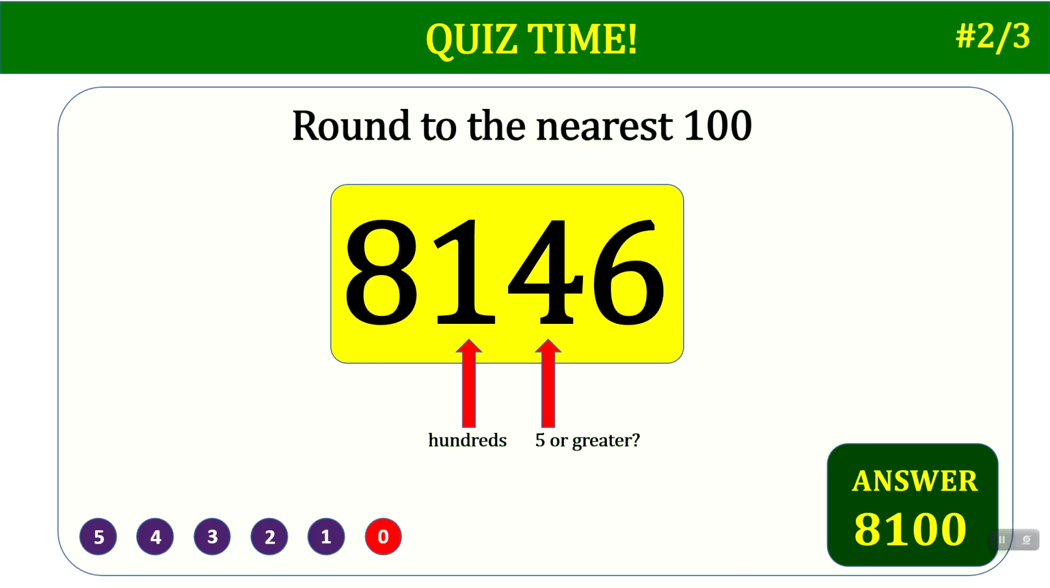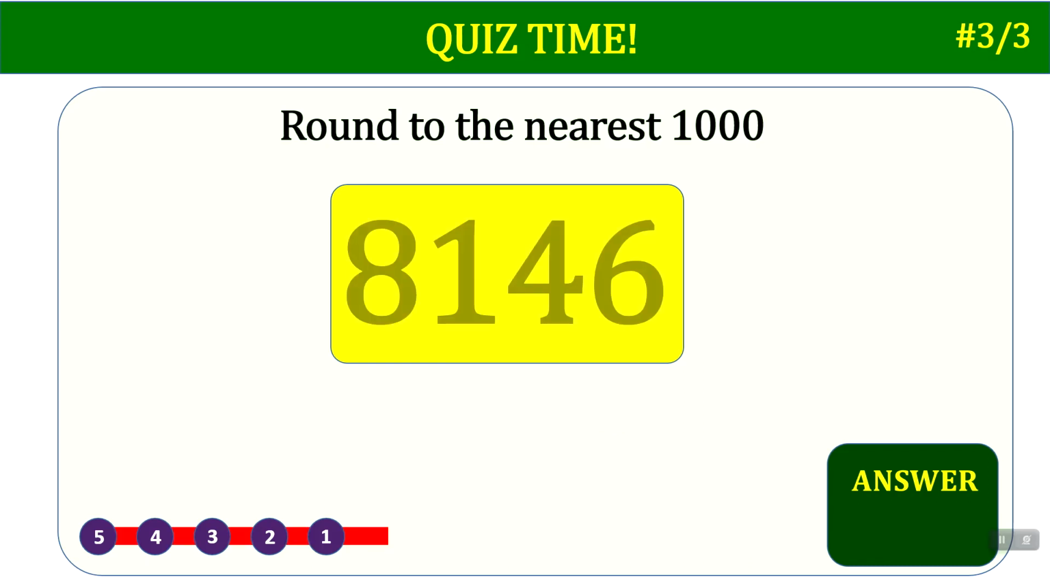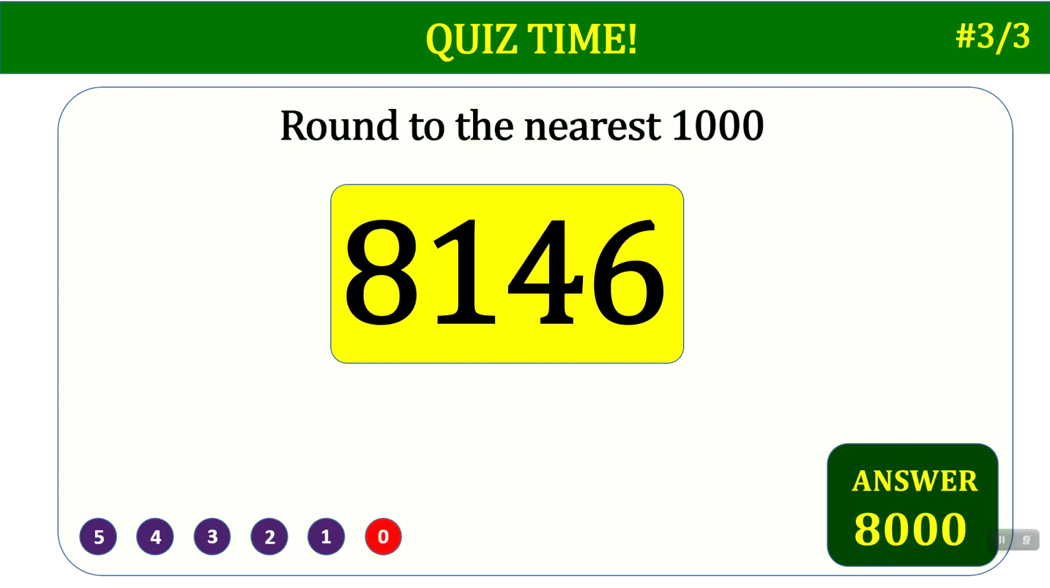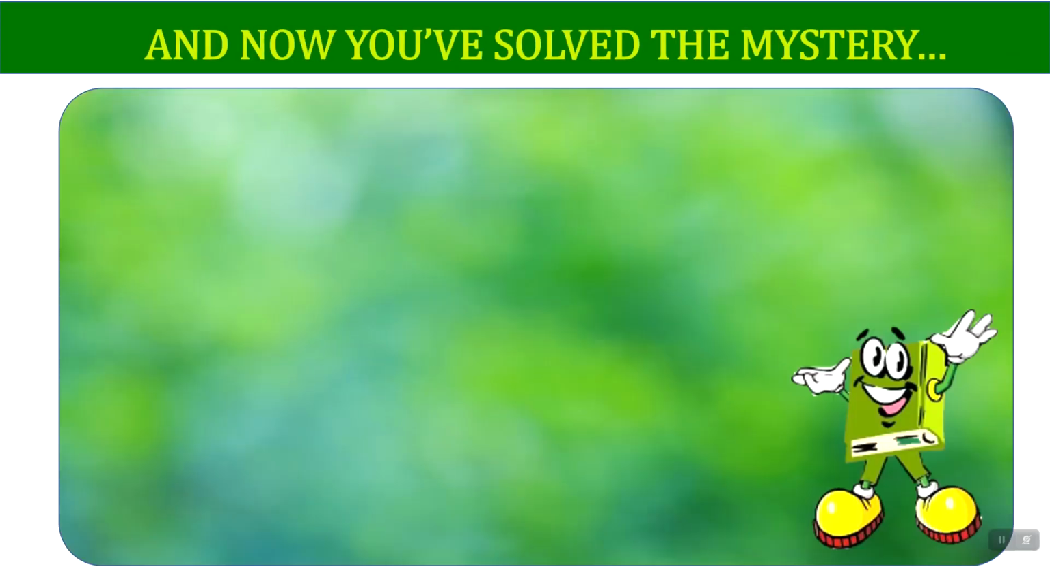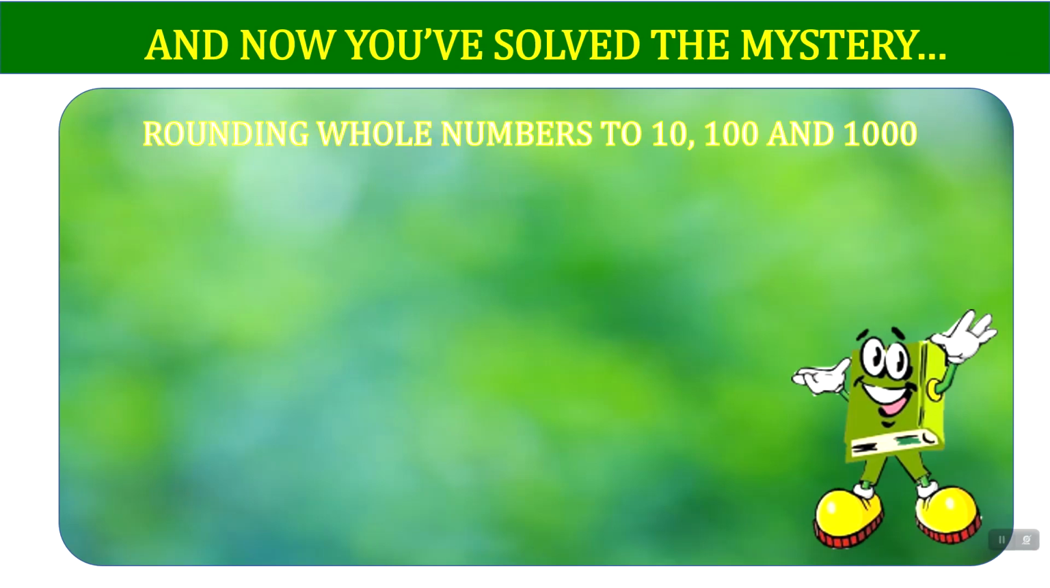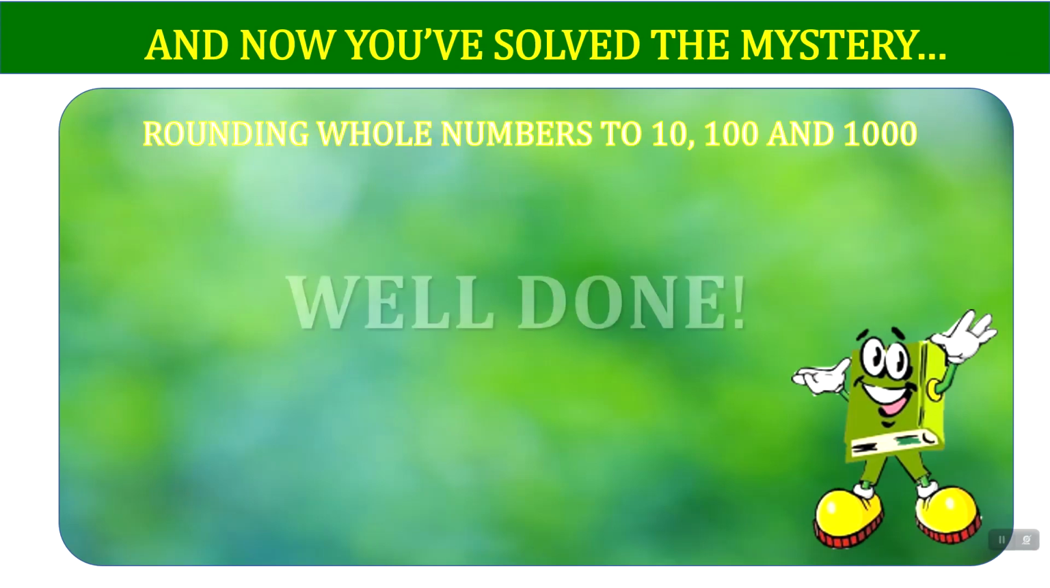And now rounding that same number to the nearest 1,000. Time's up. The answer is 8,000. There is an 8 in the thousands column, and to the right is a 1, which is not greater than 5, and so we round down to 8,000. And now you've solved the mystery of rounding whole numbers to 10, 100, and 1,000. Well done.